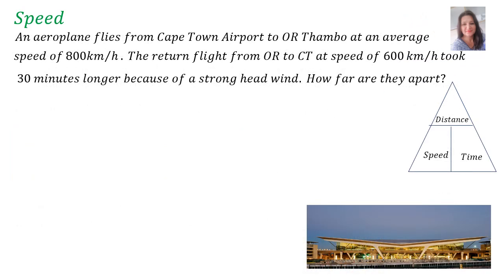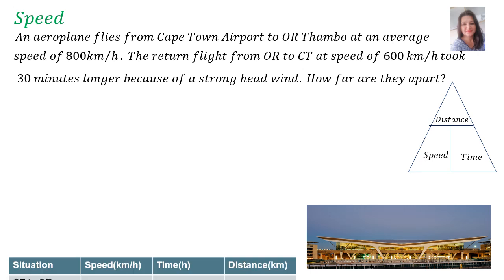Let's look at another speed problem. An aeroplane flies from Cape Town Airport to OR Tambo at an average speed of 800 kilometers per hour. The return flight from OR Tambo to Cape Town at a speed of 600 kilometers per hour took 30 minutes longer because of a strong headwind. How far are they apart?